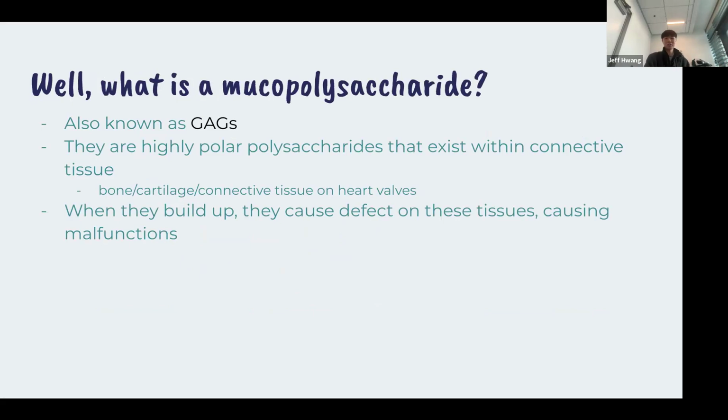Well, what is a mucopolysaccharide? These are also known as GAGs. And all you need to know is that they are highly polar polysaccharides that exist within the connective tissue, such as bone cartilage, connective tissue on heart valves, etc. And when they are not disposed of properly by the lysosome, they cause defects in these tissues, causing malfunctions.